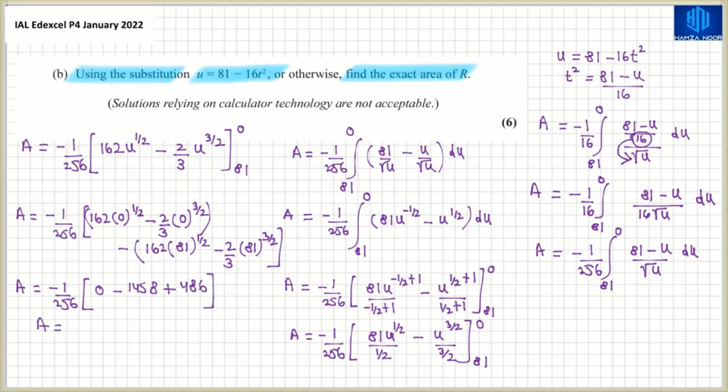So therefore area is equals to minus 1 over 256 multiplied by 486 minus 1458. This is minus 972. So therefore area is equals to 243 divided by 64. This is the exact value of the area of the region R. So this is supposed to be our answer to part B. So this was the question number 5 of International A-Level Edexcel P4 January 2022 paper.